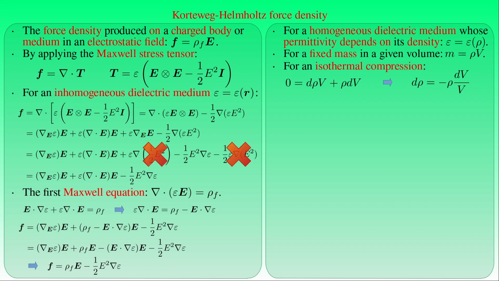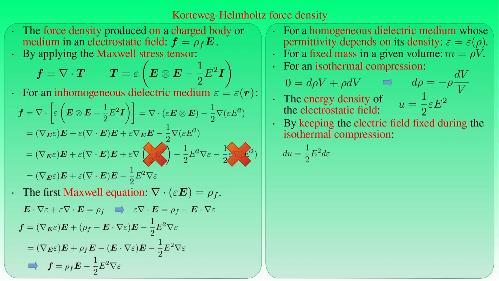We already established that the energy density U of an electric field E in a dielectric medium is given by 1/2 times the absolute permittivity epsilon of the dielectric, times the square of the magnitude of the field strength E. If we keep the electric field fixed during the isothermal compression of the dielectric fluid, we can write the differential dU of the energy density as 1/2 times E squared, times the differential of its absolute permittivity epsilon. Since the compression of the liquid is performed at a constant temperature, the differential of the permittivity is given by the partial derivative of the permittivity epsilon of the fluid with respect to the density ρ of the liquid at a constant temperature T, times the differential of the density ρ.